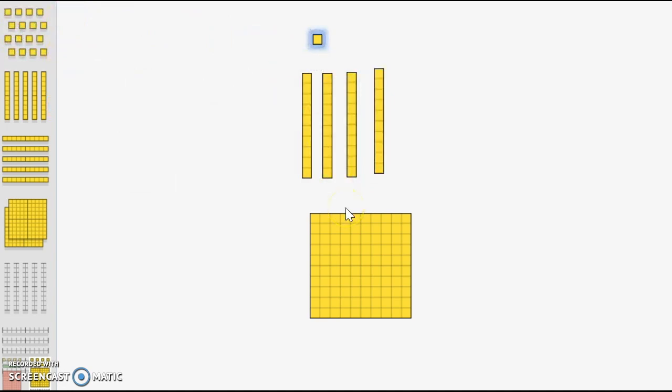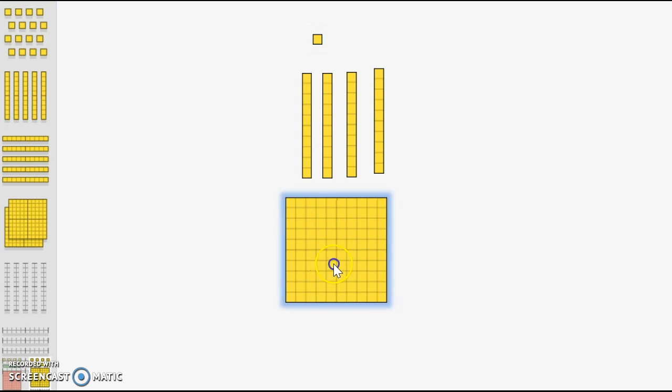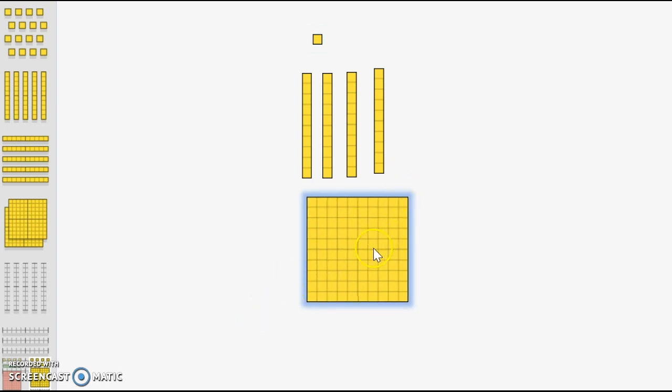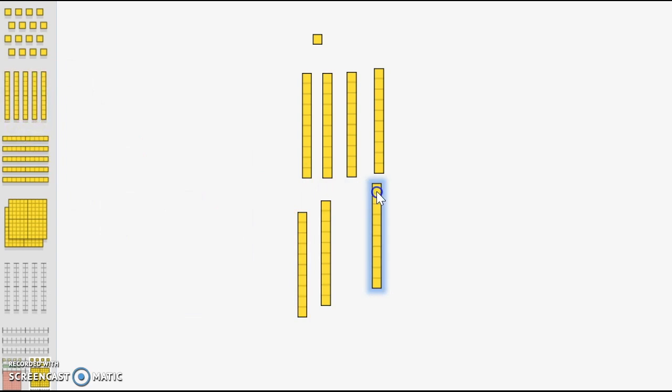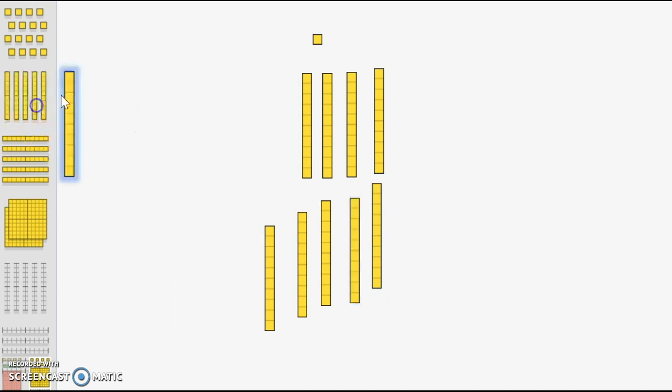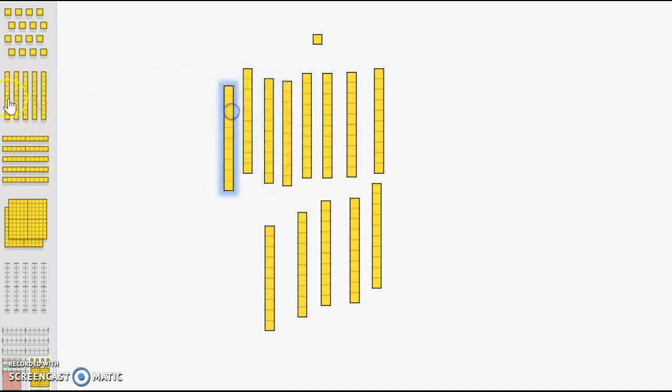Well, certainly, I cannot split 100 into 3. I can't make a rectangle out of this. So I'm going to exchange my 100 for 10 longs here. So 1, 2, 3, 4, 5, 6, 7, 8, 9, 10. So now I've regrouped them. I have 14 different tens.